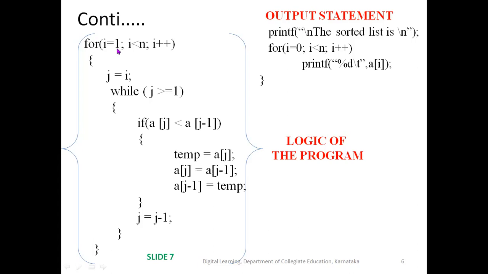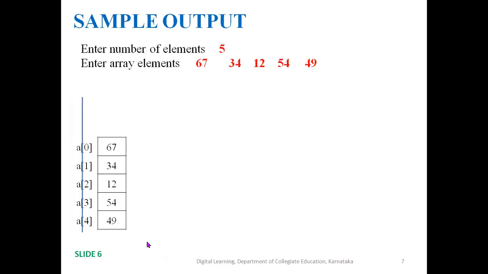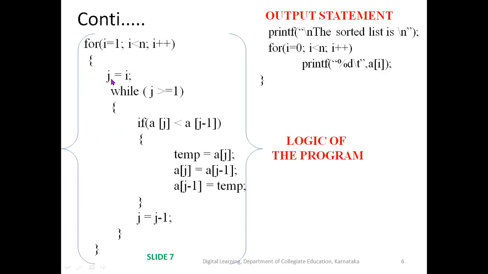So first time I value is 1 and inside the for loop, we have j is equal to I. So I is equal to 1, j is equal to 1. That means we are going to compare when j is equal to 1 and we are checking if j value is greater than or equal to 1. As first time j is equal to 1, it is true.